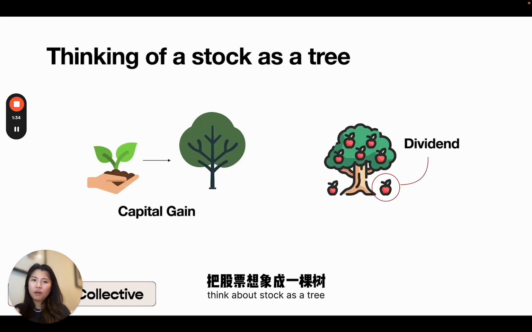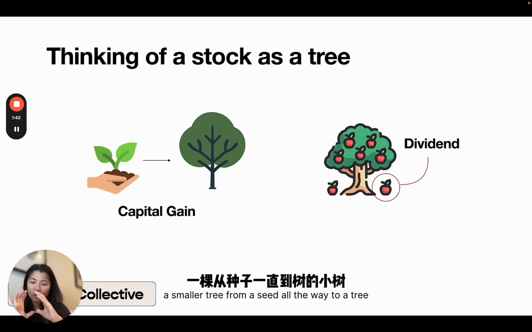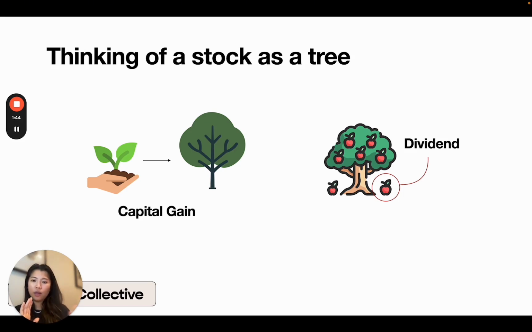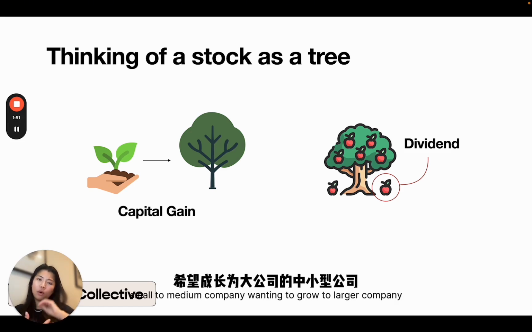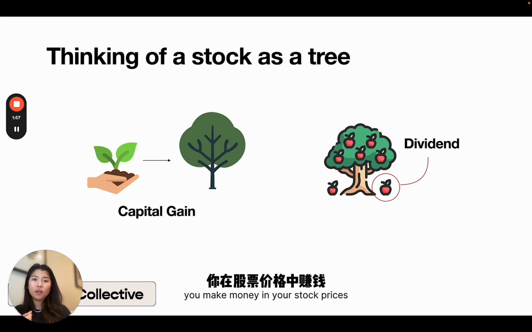Think about stock as a tree, and how the company performs as a tree. Capital gain means a company grows from a smaller tree, from a seed, all the way to a big tree. So when the company grows, your stock price goes up. You have a lot of small to medium companies wanting to grow into larger companies. And when that happens, you make money because your stock price went up.